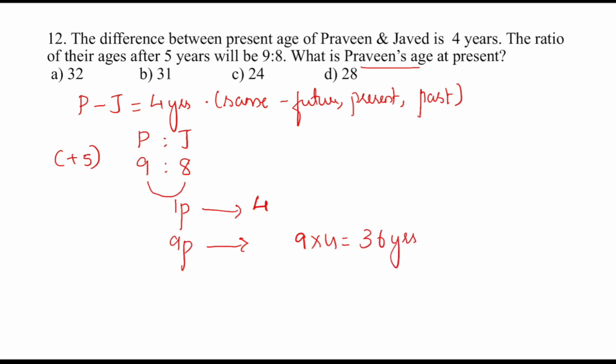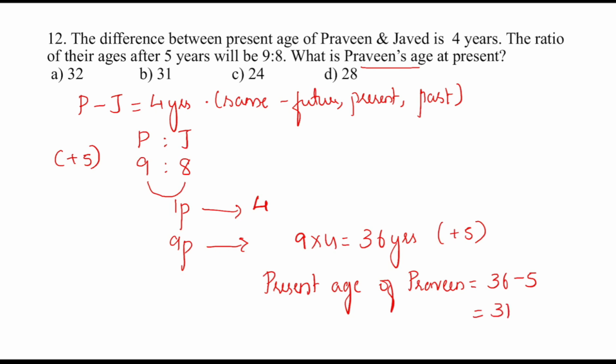But this age is the age after 5 years, isn't it? So to get the present age, I have to subtract 5, isn't it? So the present age of Praveen will be how much? 36 minus 5, which is equal to 31 years. Okay. Option B is the answer.